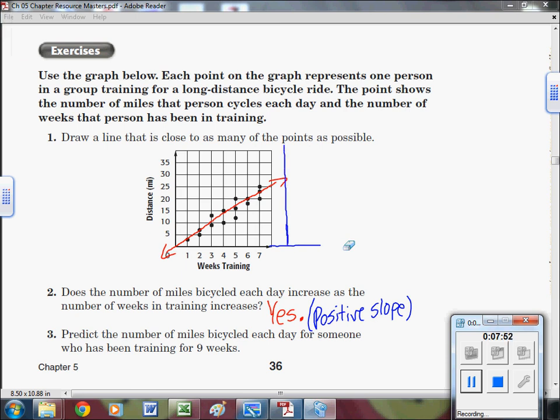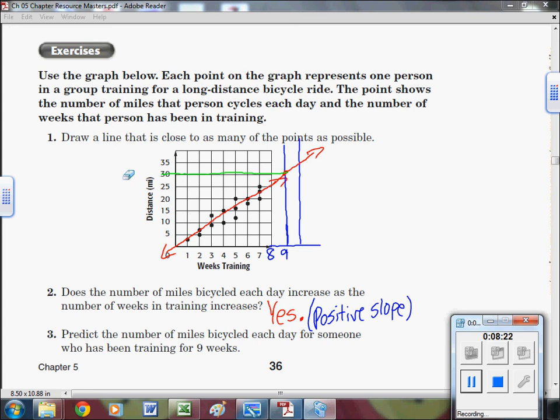So 8 is about right there. I know it's not perfect. 9 is about right there. Oh, I can't count. This is 8. That's 9. All right, so let's see. If we extend that line up through 9, keep that line going, you would notice, hey, it crosses almost perfectly with 30 miles. Where they cross right there at 9 weeks of training, that crosses almost perfectly with 30 miles.